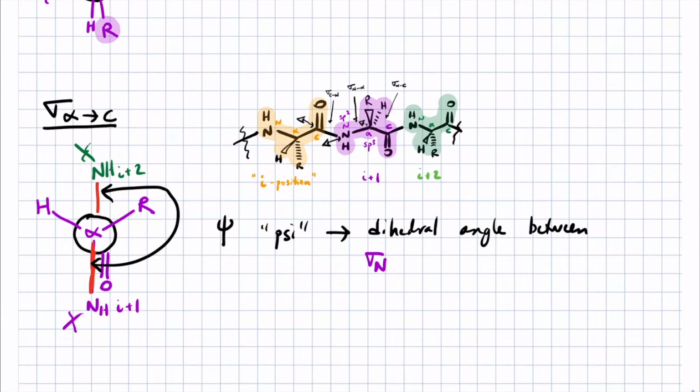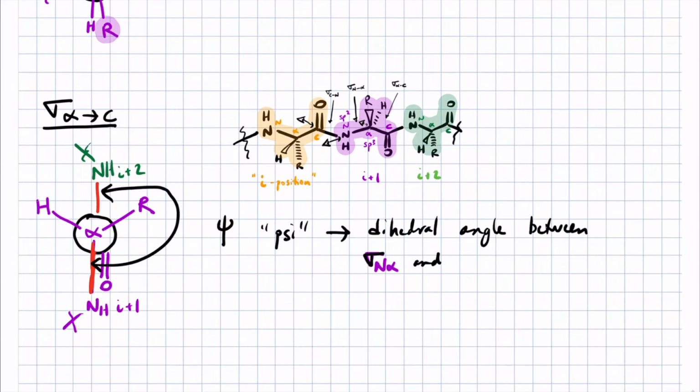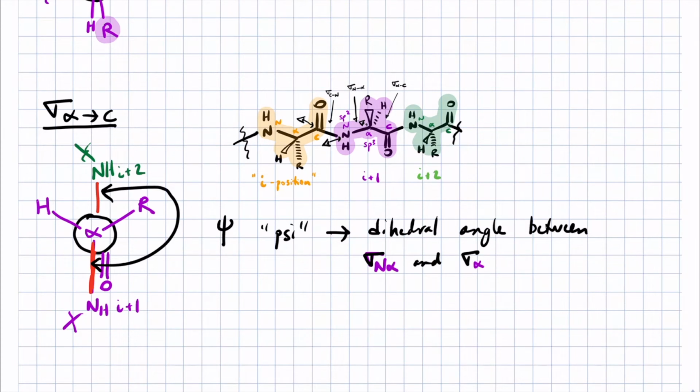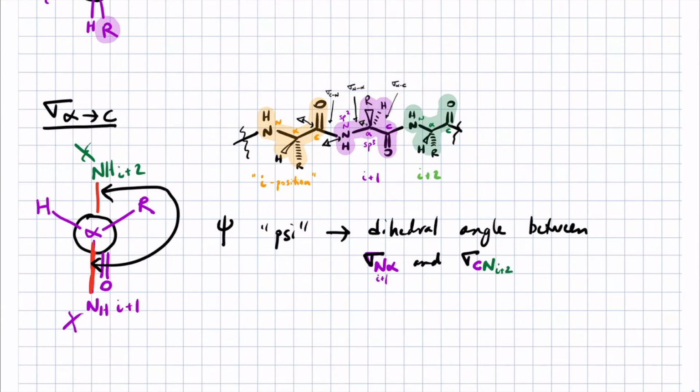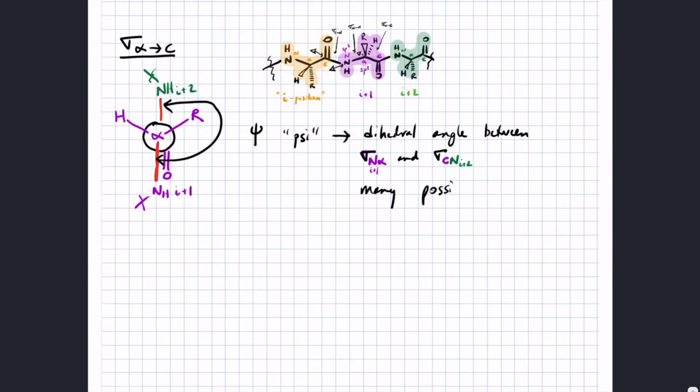the sigma bond between amide nitrogen and alpha carbon and the sigma bond between alpha carbon, carbonyl carbon and amide nitrogen of the I+2 amino acid. Okay? And of course, you might expect there to be many possible values of psi ranging from -180 to 180.